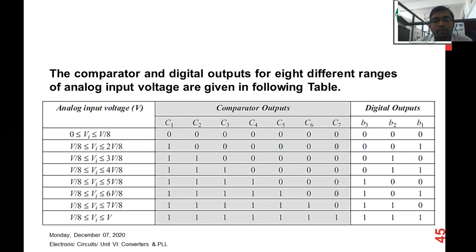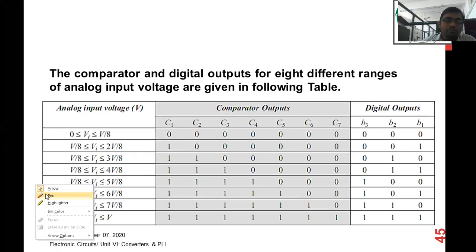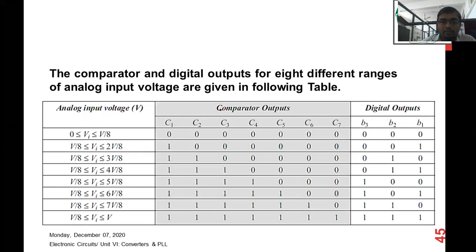Now we will explain this 3-bit flash type A to D converter with the help of this table. Here in the leftmost column we have the analog input voltage range, then the comparator outputs from C1 to C7, and finally the digital output B3 to B1. As in the previous case, initially when the input voltage is less than V/8, all the comparators are in the negative saturation state, 0 0 0 0 0 0 0, and the digital output is also 0 0 0.